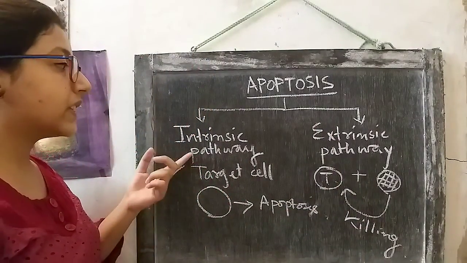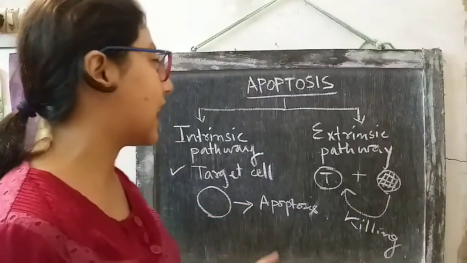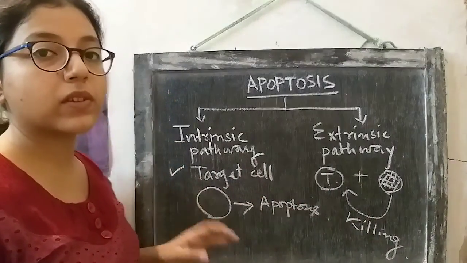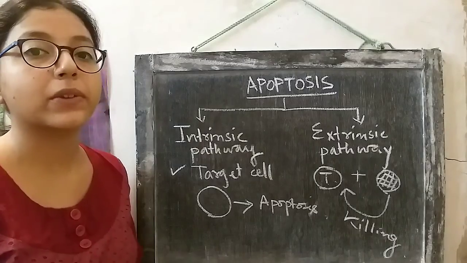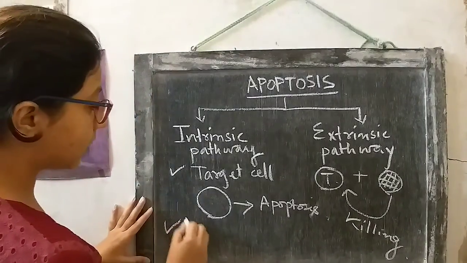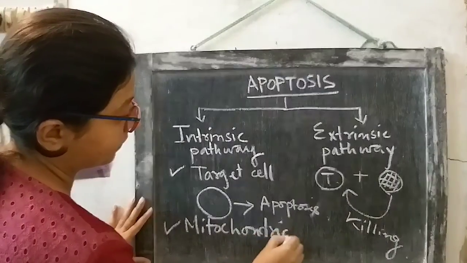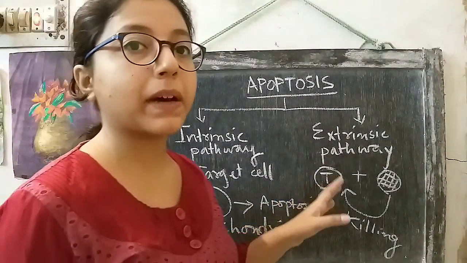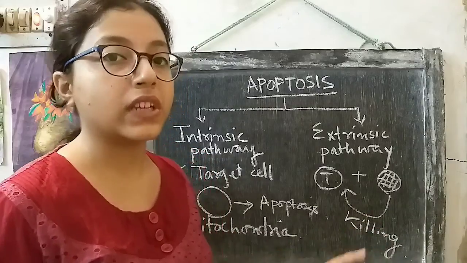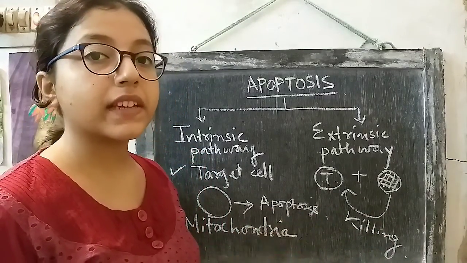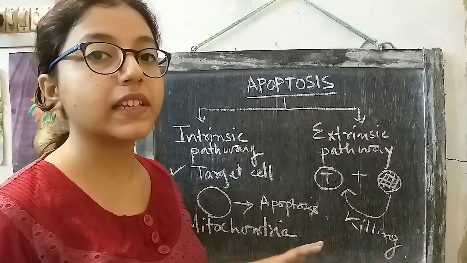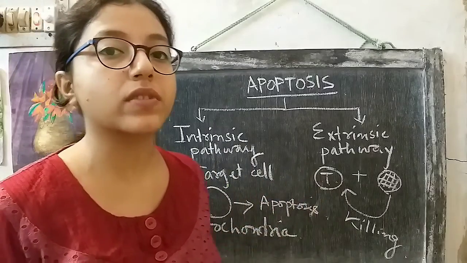Another difference between the intrinsic and the extrinsic pathway is that the intrinsic pathway of apoptosis requires the involvement of mitochondria. So here mitochondria is involved. But in the extrinsic pathway, mitochondria is not involved. These are the two basic differences between the intrinsic and the extrinsic pathway.